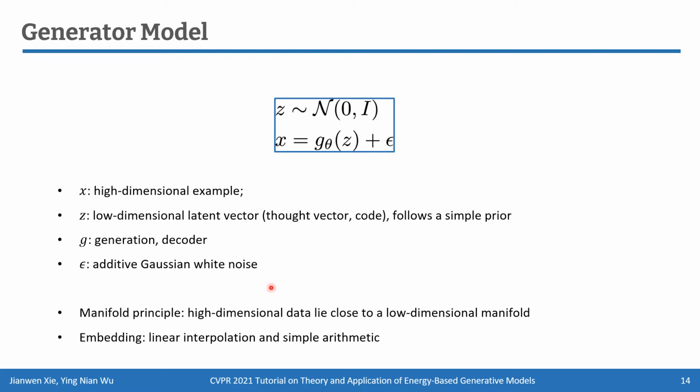Okay, and as I mentioned, this model follows this manifold principle where the high-dimensional data is generated by a low-dimensional representation. And this Z can also be considered as an embedding of this high-dimensional X. So we embed this observed X into a low-dimensional Euclidean space where we can do simple linear interpolation or some simple arithmetic in this latent space. And then after that, this can generate very interesting properties, nonlinear interpolation in the high-dimensional data space.